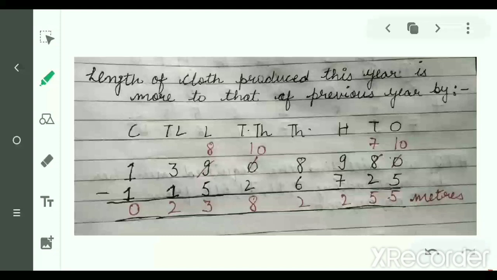So to find how much more cloth is produced this year compared to the previous year, we will subtract the length of cloth produced last year from the length of cloth produced this year. So the length of cloth produced this year is 1 crore 39 lakh 8,980 and the length of cloth produced last year was 1 crore 15 lakh 26,725. So we do the subtraction now.